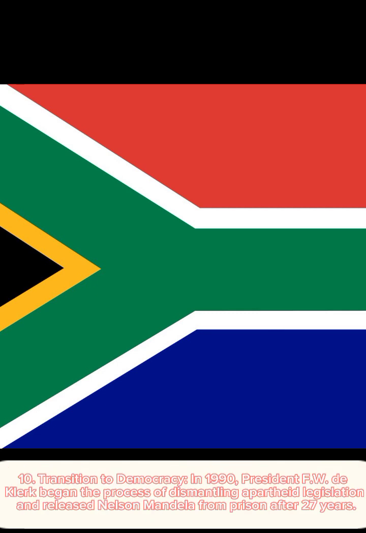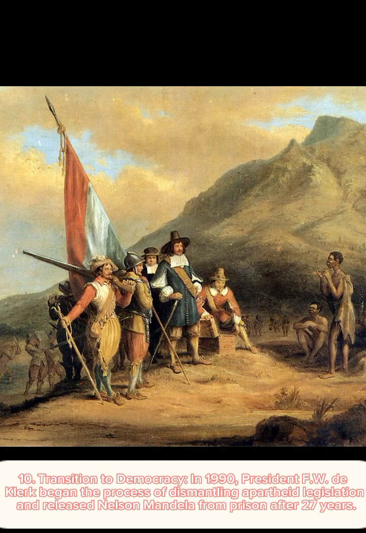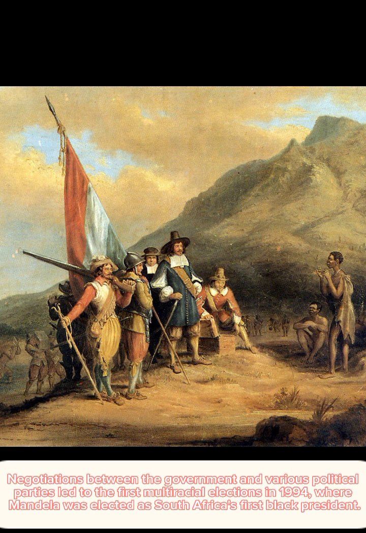10. Transition to democracy. In 1990, President F.W. de Klerk began the process of dismantling apartheid legislation and released Nelson Mandela from prison after 27 years. Negotiations between the government and various political parties led to the first multiracial elections in 1994, where Mandela was elected as South Africa's first black president.